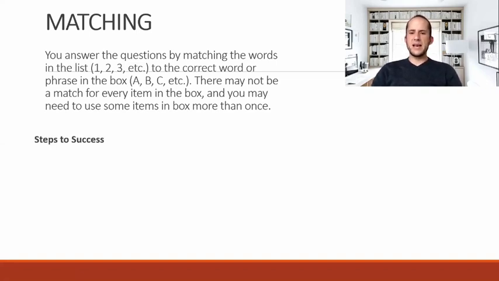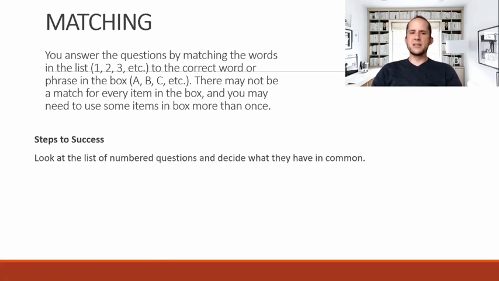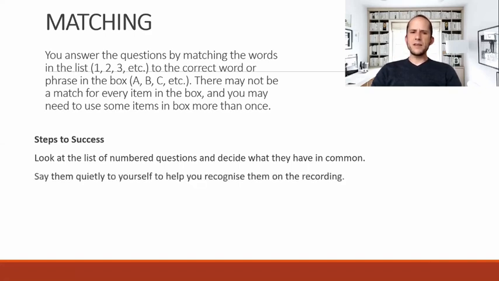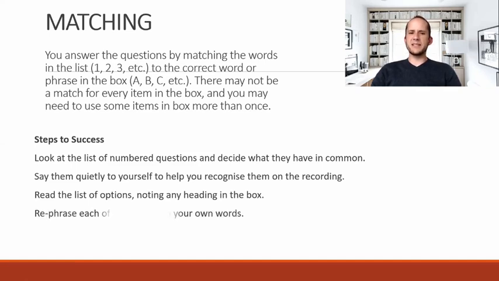So let's have a look at how we would best approach a question like this. So first of all, we want to again get context. So we want to have a look at the list of numbered questions and decide what they have in common. Then what we want to do is we want to quietly say them to ourselves. And this will help us to recognize those words on the recording. It will help prepare our mind. And again, we don't want to just read the questions. We want to have a look at the list of options. And we want to just have a look if there's a heading, if there's anything that can help us, so that when we do start listening, we know exactly what it is that we're listening for.